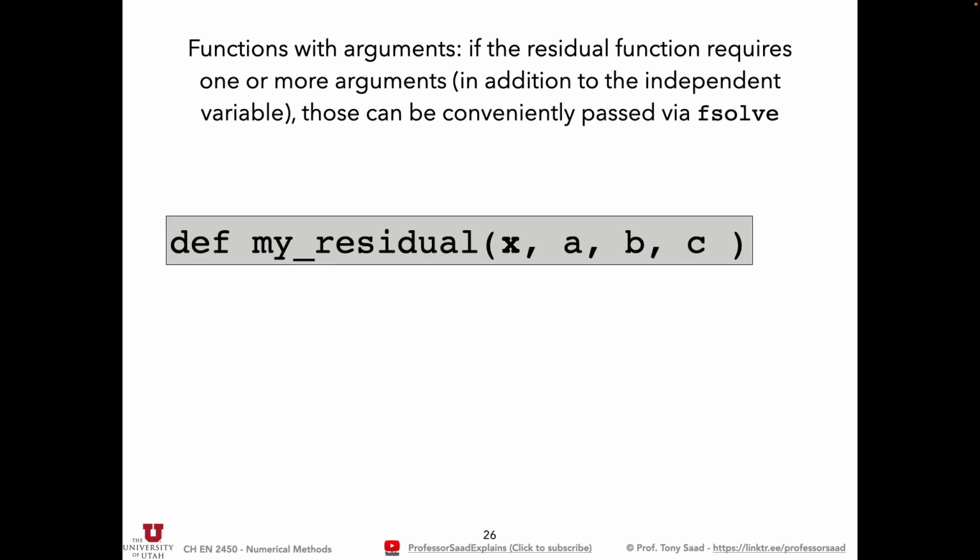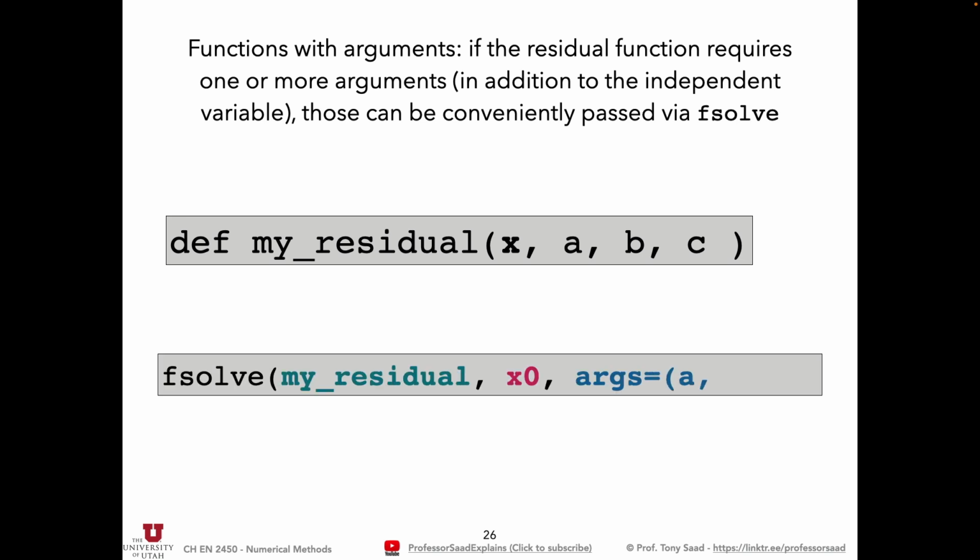So now if your residual looks like my residual, the first argument is always the variable of interest, the one that you're finding the root for, always, by convention. It's non-negotiable. But suppose now, in addition to that variable of interest, you have a bunch of parameters, a, b, c, d, e, f, g. In our case, it's going to be v, l, and r. Okay? A bunch of other parameters. So that would be your residual.